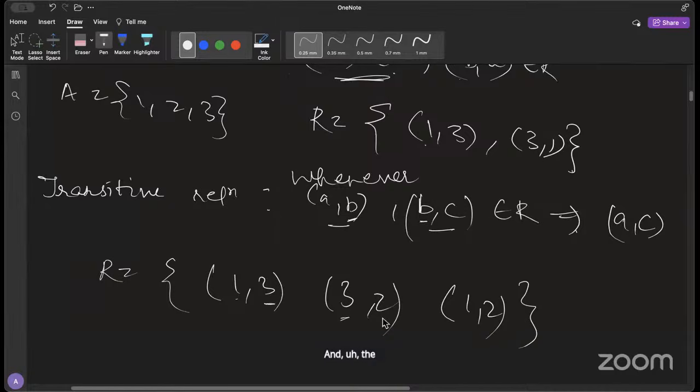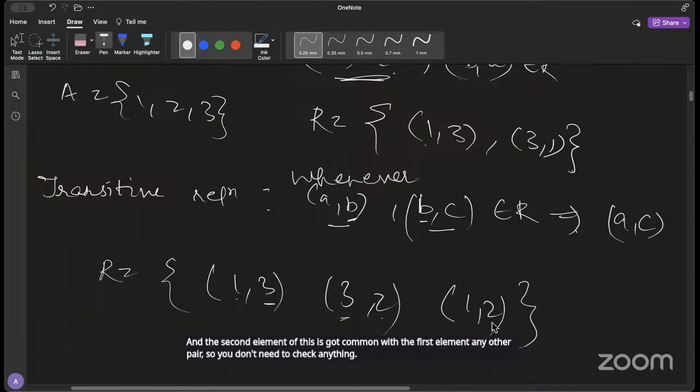And the second element of this is not common with the first element of any other pair. So you don't need to check anything. The second element of this is not common with the first element of any of these, so you don't have to check anything. Is that okay?